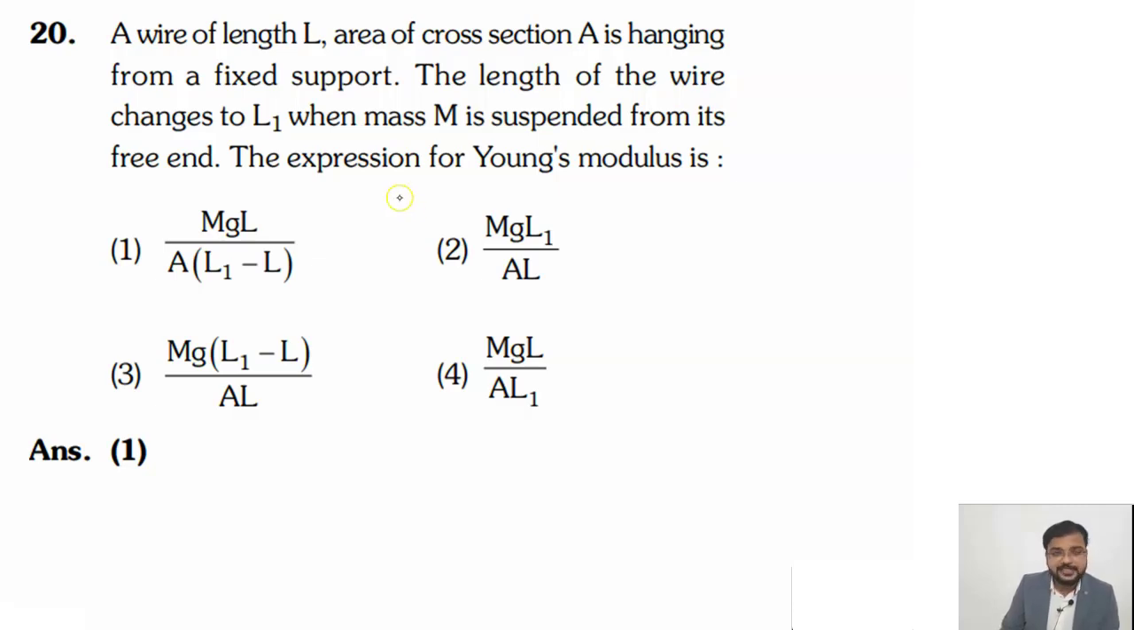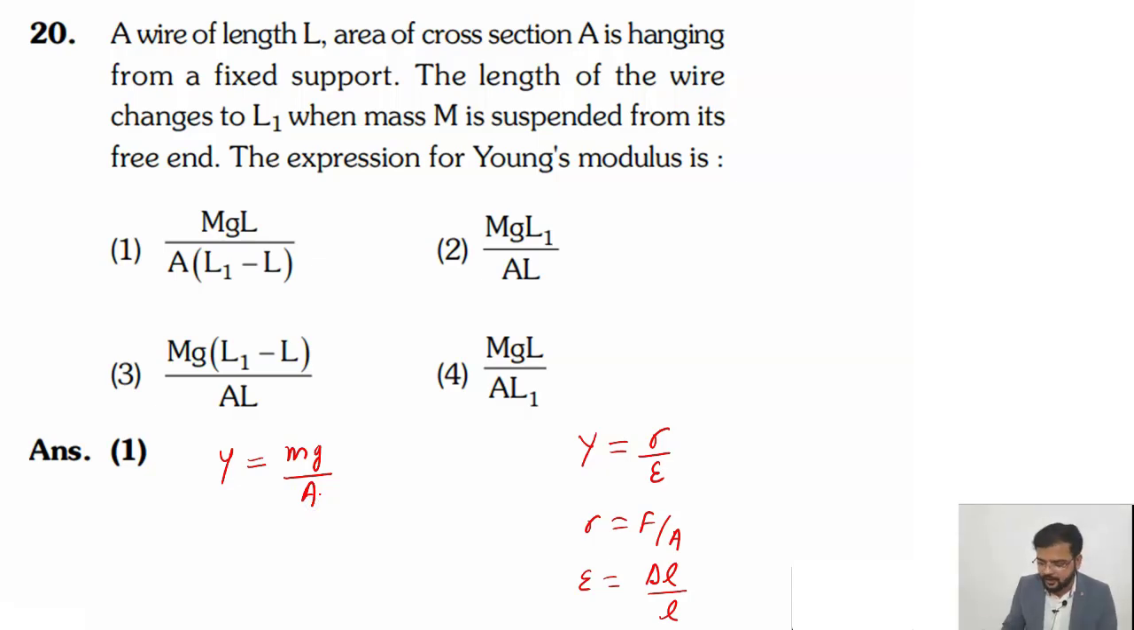See, he is asking Young modulus. So this question is only based on the definition and the formula. We know that Young modulus is stress by strain. Stress equals force by area, correct. And strain is change in length by original length. Stress is force by area. How much force is acting on the wire? mg. Cross sectional area of the wire is A. Okay, so stress is completed.